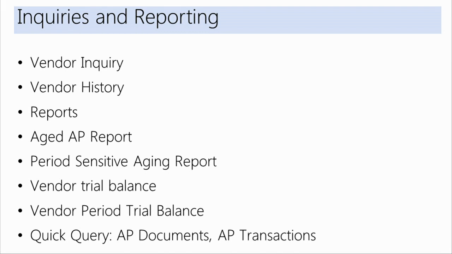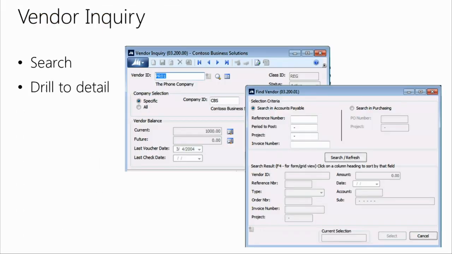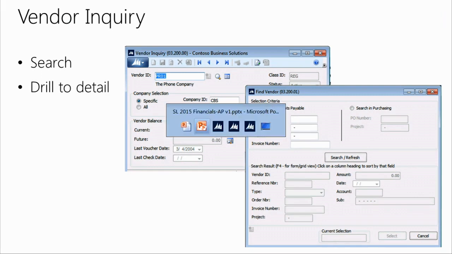We'll go over a couple of the inquiry screens for vendors. We'll look at all the reports that are available, and then we'll give you some examples of some of the important ones like the aged AP, the period sensitive, and the vendor trial balances. And then we'll finalize that with a look at quick query, and we'll look at a couple of quick queries that come out there with the AP documents and AP transactions. So the first one we'll look at is the vendor inquiry. Let's go ahead and jump into that live.